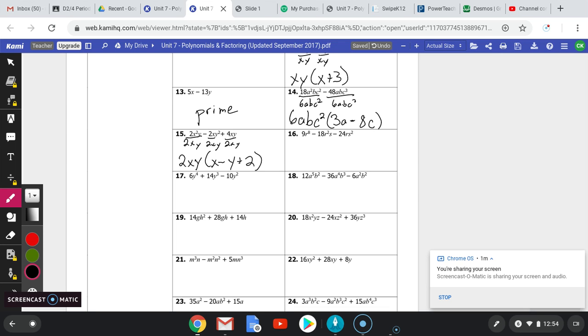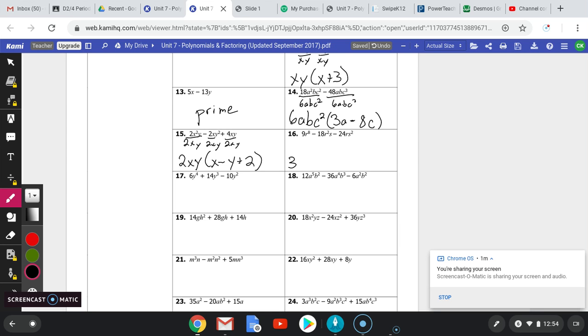Let's look at number 16. I have 9, 18, and 24. And at first glance, you might say, oh, the greatest common factor is 9. However, even though 9 goes into, obviously, 9 and 18, it does not go evenly into 24. So actually, the greatest common factor of the 3 terms is 3. 3 is the biggest number that can go evenly into all 3 terms.